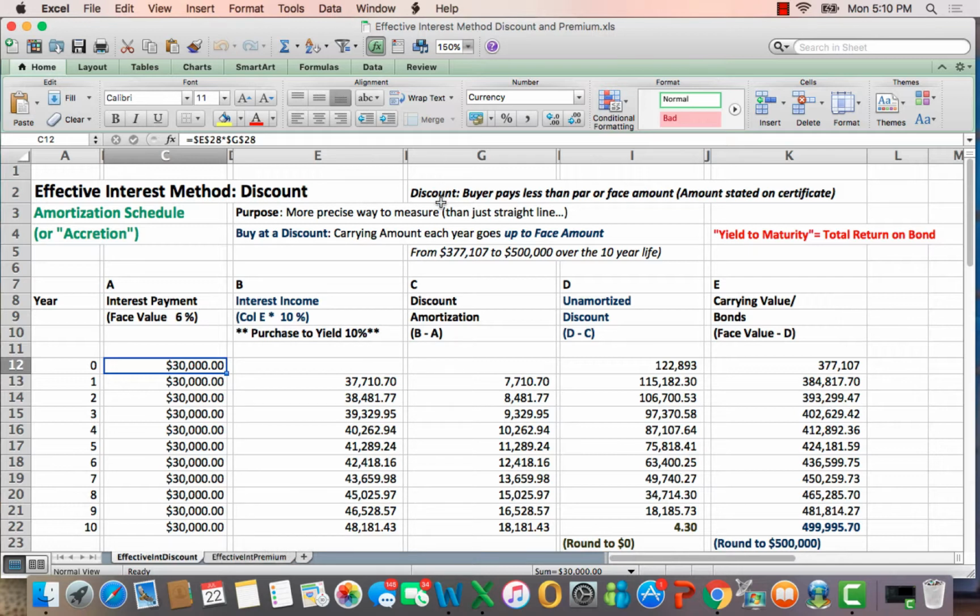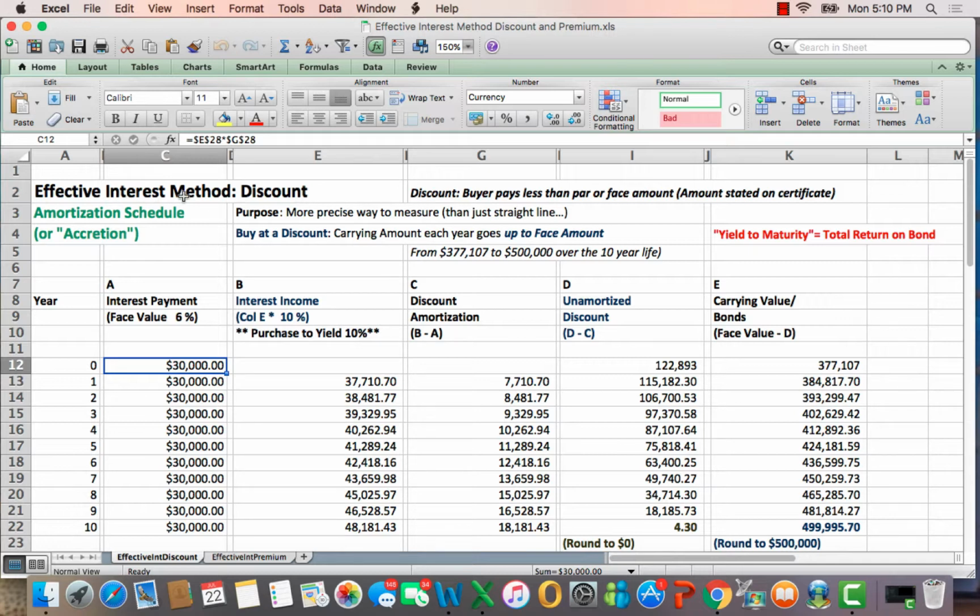So what does a discount mean? The buyer pays less than the par amount or the face amount of the bond, and that's the amount stated on the bond certificate. In this case, the face amount of the certificate is a $500,000 bond, but the investor only pays $377,107, which is the number you see over here.